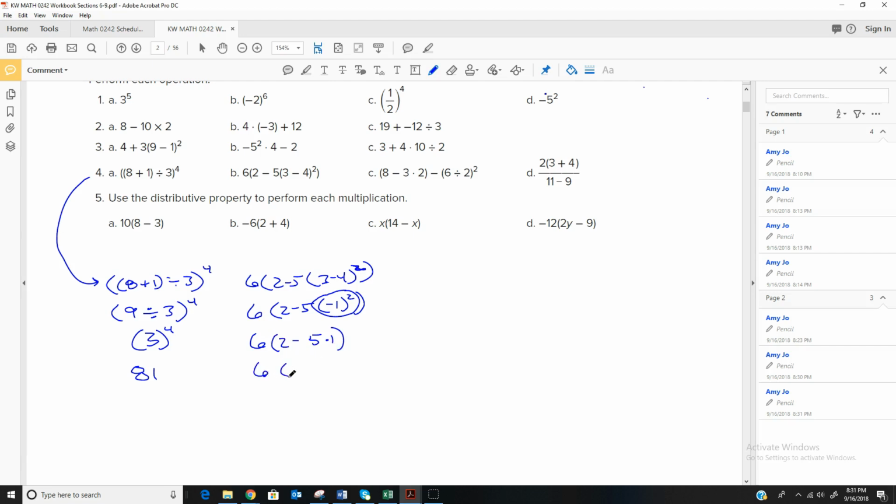And so we have 6 times (2 minus 5), and then that's 6. We're going to do the parentheses first. That's negative 3. 6 times negative 3 is negative 18.